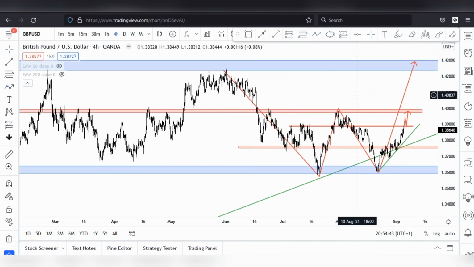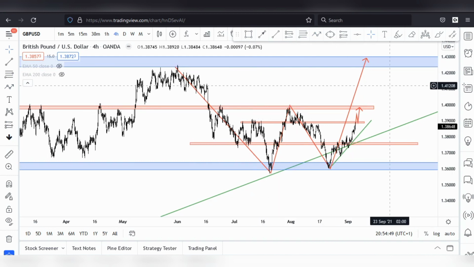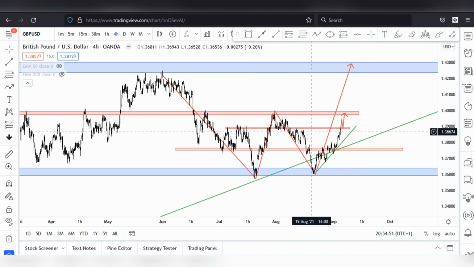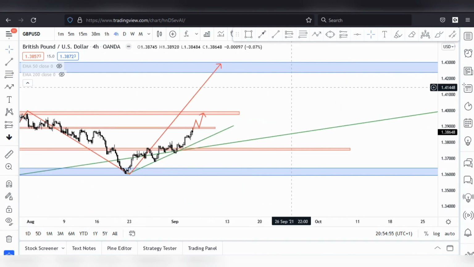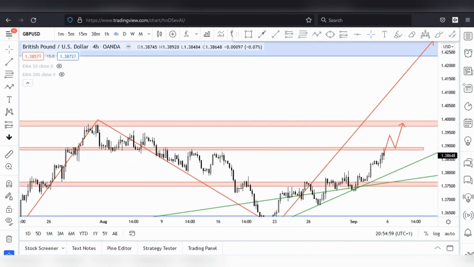So the question now is, when do we enter the trade? Because we know from this pattern that price is going all the way to the top, but we just need to identify when to enter, and these other smaller levels will give us that opportunity to identify that. Okay, so that is my analysis for GBP USD.